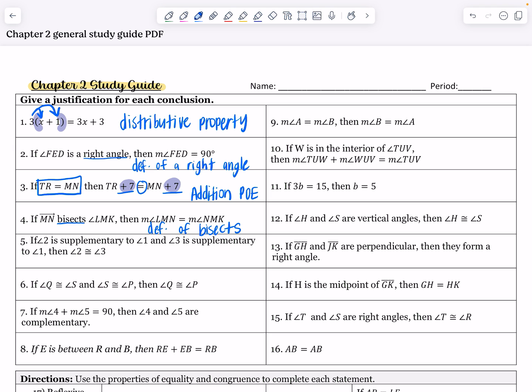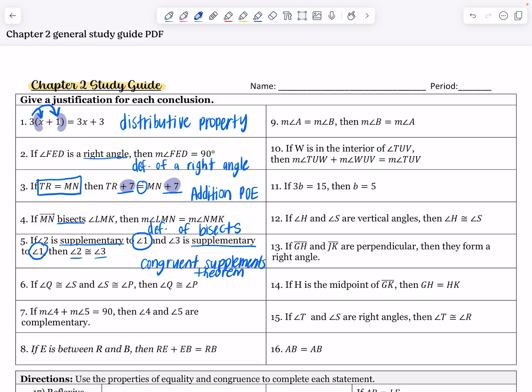Number 5, this one's interesting. If angle 2 is supplementary to angle 1, and 3 is supplementary to 1, so they're both supplementary to angle 1, then what do we know? We know that 2 and 3 must be congruent. Okay, that is going to be our congruent supplements theorem. Supplements theorem.